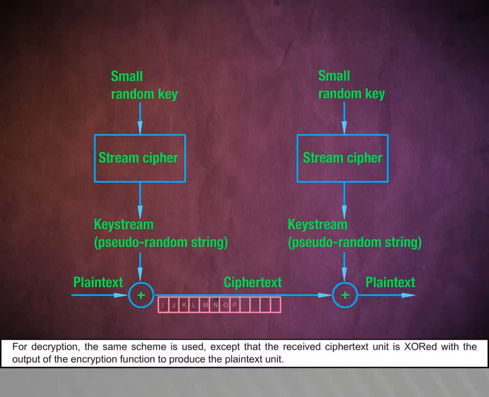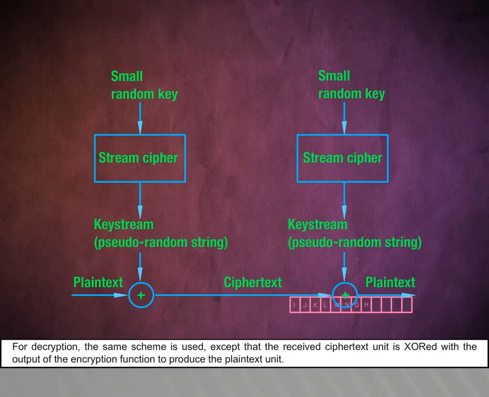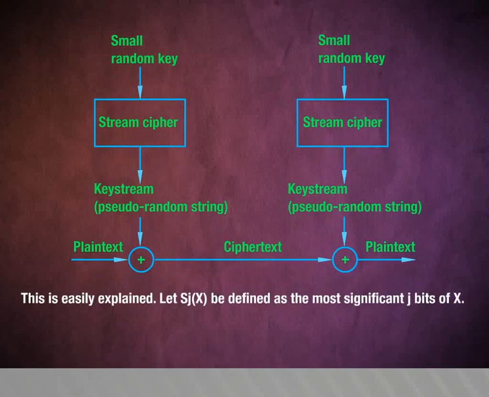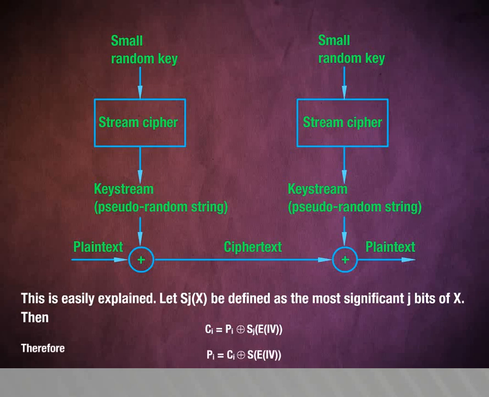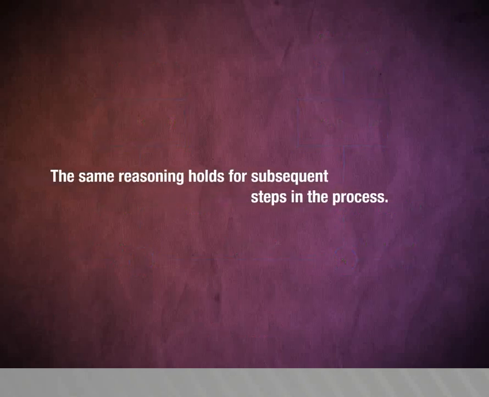For decryption, the same scheme is used, except that the received ciphertext unit is XORed with the output of the encryption function to produce the plaintext unit. This is easily explained. Let Sj(x) be defined as the most significant j bits of x. Then C1 is equal to P1 XOR Sj(E(IV)). Therefore, P1 is equal to C1 XOR Sj(E(IV)). The same reasoning holds for subsequent steps in the process.